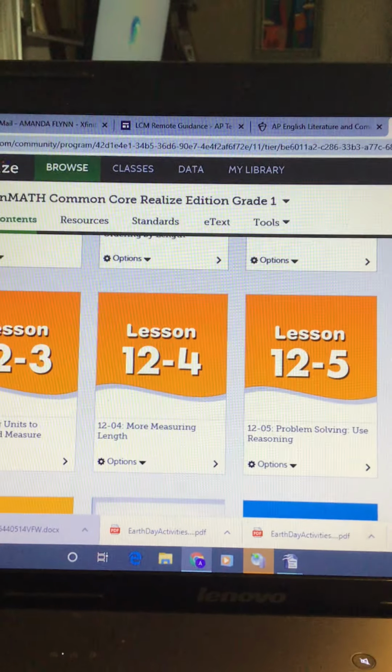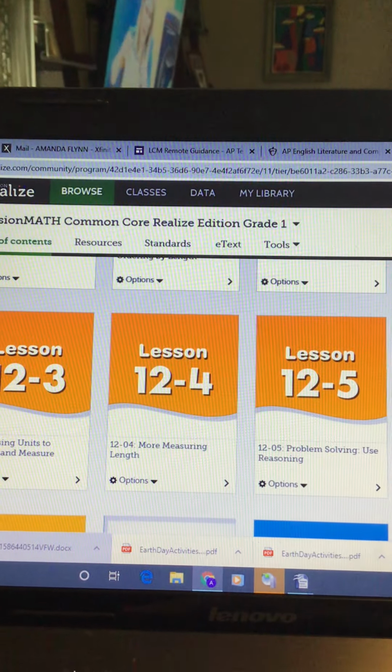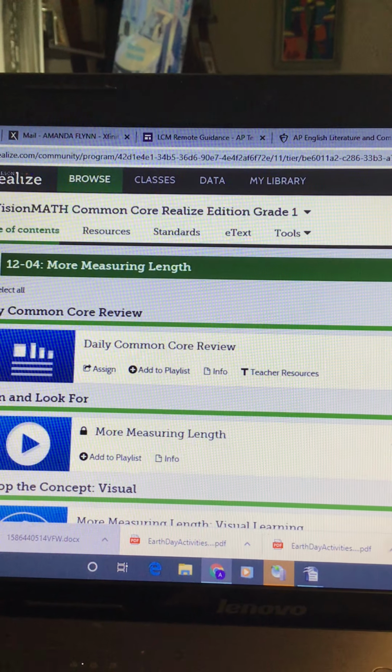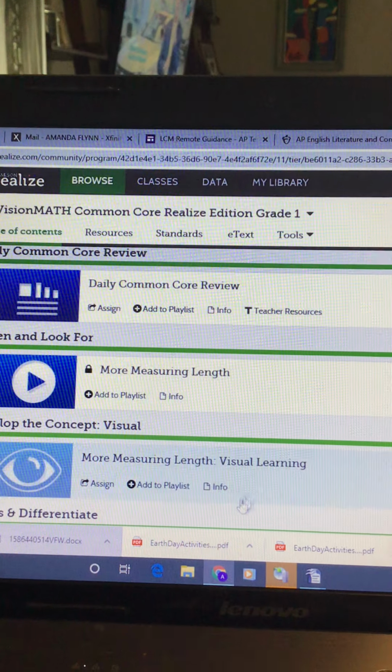Okay, so if you need to go get that, go ahead. We are going to start off with our math movie about measuring, and then we'll do some measuring together with cubes.